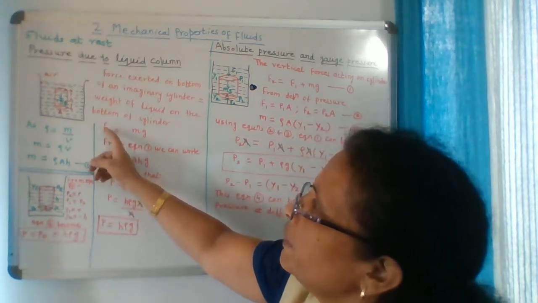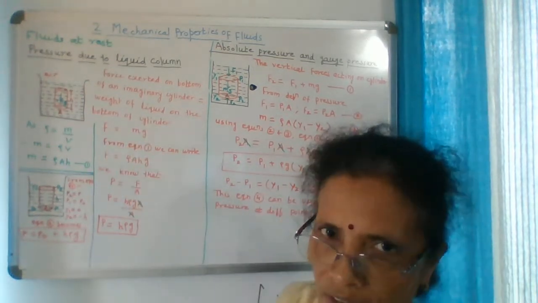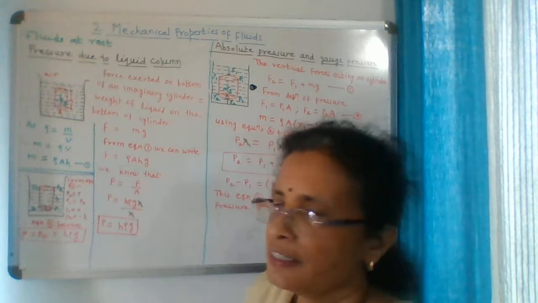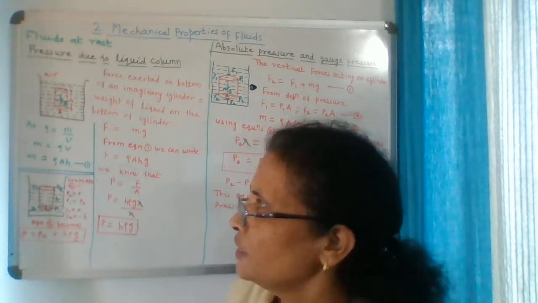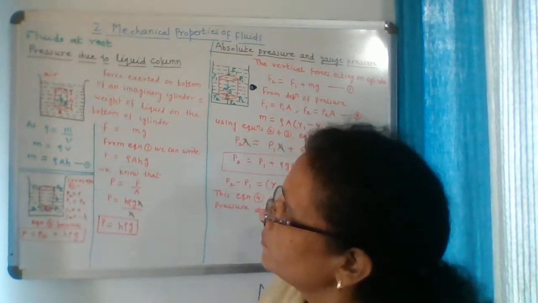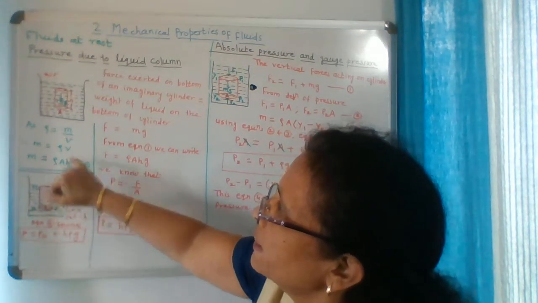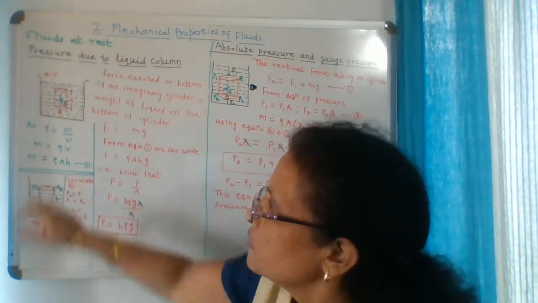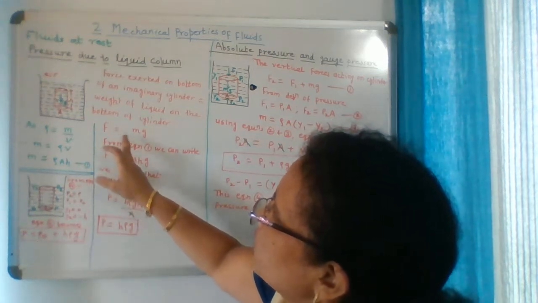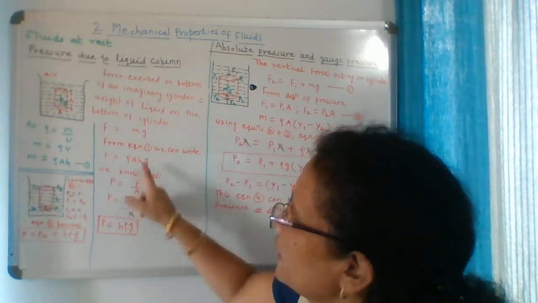So the force exerted will be equal to the weight of the liquid in the downward direction, that is mg. We can write this mg in terms of density also. The density of the liquid is rho. We know the relation: density is equal to mass upon volume, so mass is equal to density into volume. This volume we can write in terms of the cross-sectional area and the height, so mass is equal to rho into A into h. Substituting this m here, the force will be equal to rho A h into g.